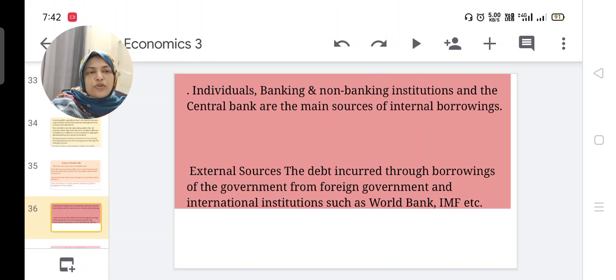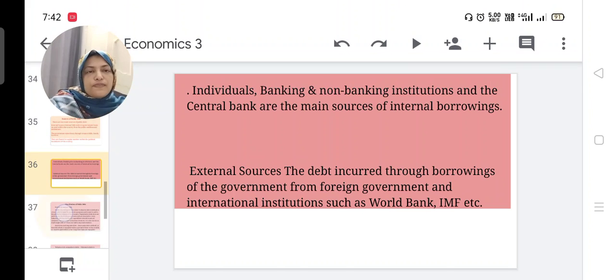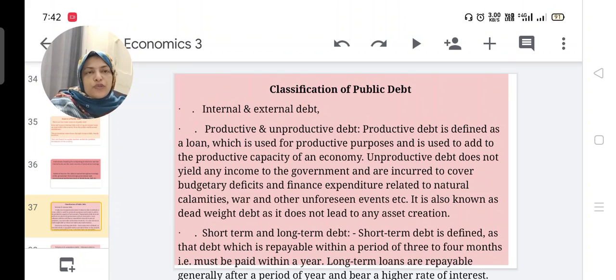External source: the debt incurred through borrowing by the government from foreign governments and international institutions such as the World Bank, IMF, etc. Now the classification of public debt. First, internal and external debt, which we have already covered. When the government takes debt from within the nation, that is internal, as we just studied. External is taking from international and other agencies and other countries.